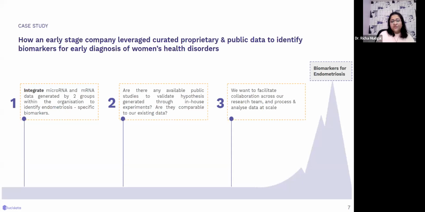At the same time, since microRNA is known to affect different menstrual cycles, they wanted to understand if there is single cell data available that could help them in integrating. So could they find public studies in the single cell domain? Another thing they wanted to do was see if something is already known, and how they could really claim that the research they're doing identifies something which is novel and not available.